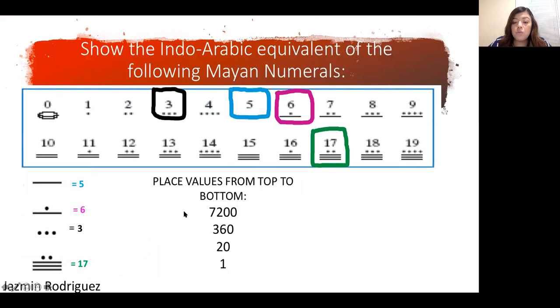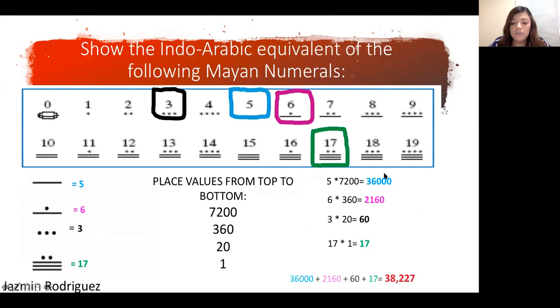So all we have to do is multiply the place value by each placeholder. So we do 5 times 7,200, and we get 36,000. The next one would be 6 times 360, which is 2,160. Our next one would be 3 times 20, which is 60. And our last one is 17 times 1, which gives us 17. And then all we're going to do is add up our total values. When we do so, we get 38,227. So this number is going to be our equivalent.